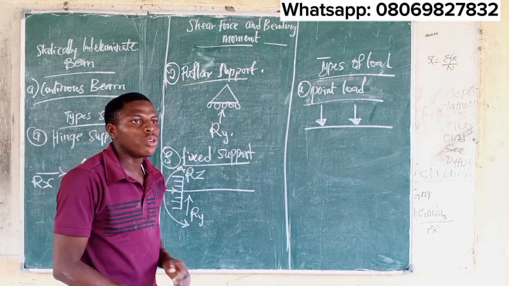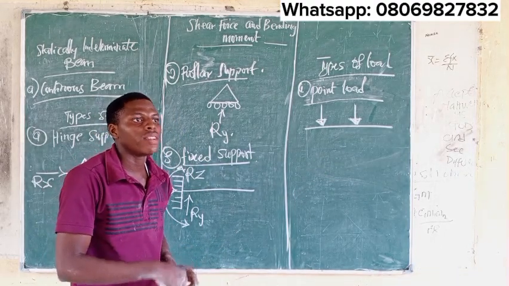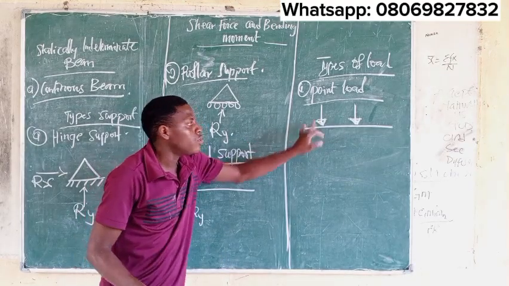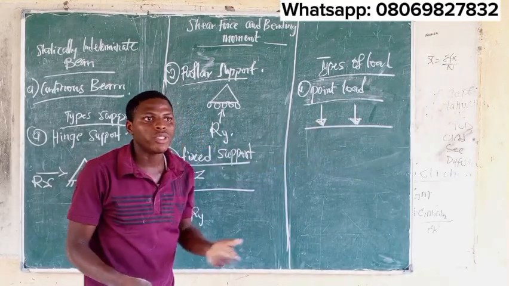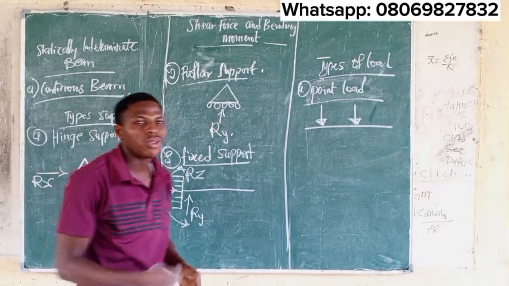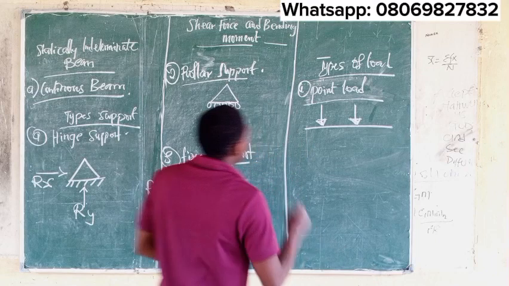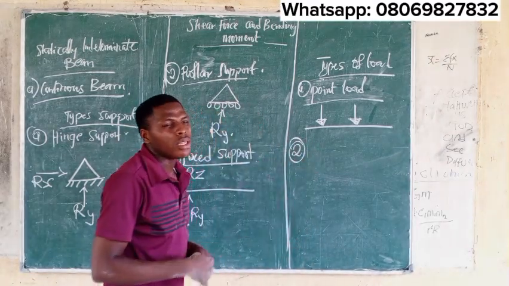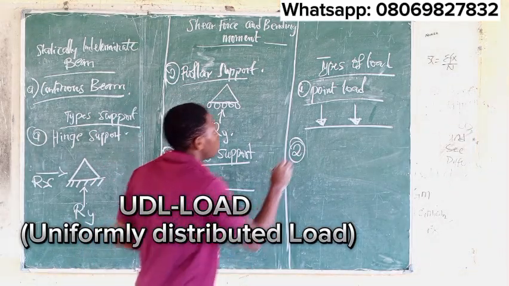So as this course goes on, you see diagrams and graphical representations of certain things, and you are seeing these arrows. You know that these arrows are your point load. But when you are seeing all this, you know that they are called support. Now the second one, which we talk about, is what we call the UDL load.